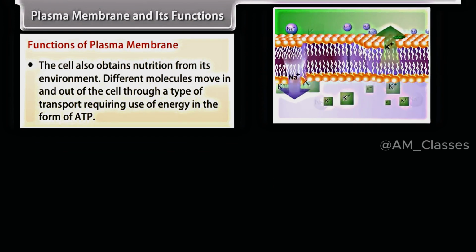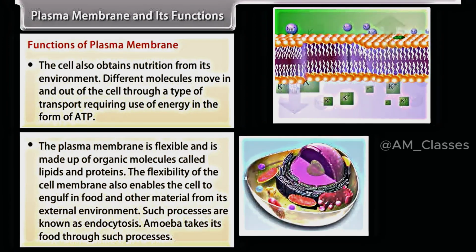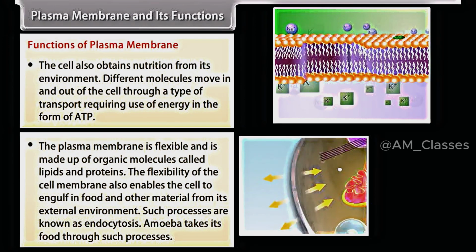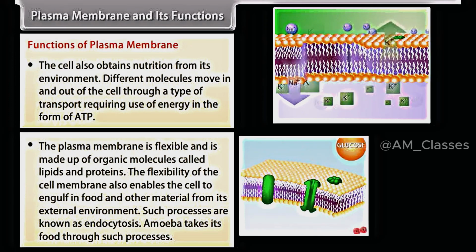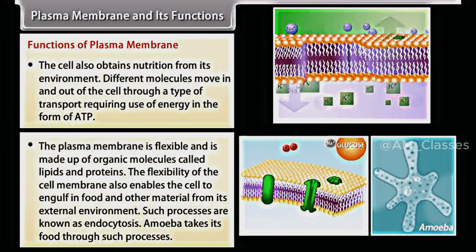The cell also obtains nutrition from its environment. Different molecules move in and out of the cell through a type of transport requiring use of energy in the form of ATP. The plasma membrane is flexible and is made up of organic molecules called lipids and proteins. The flexibility of the cell membrane also enables the cell to engulf food and other materials from its external environment. Such processes are known as endocytosis. Amoeba takes its food through such processes.